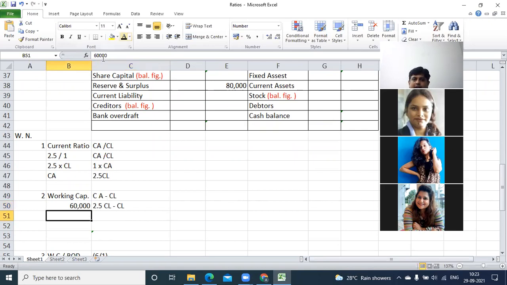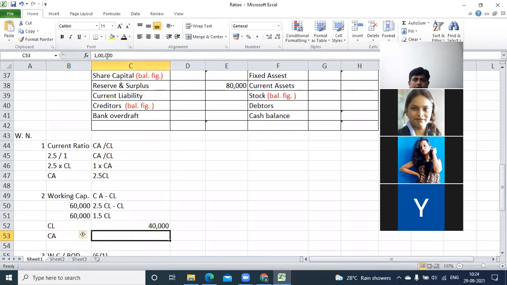So can we write 60,000 is equal to 1.5 current liability? Yes, sir. Then can we write current liability is equal to 40,000? डिवाइड हो जाएगा. Yes or no? Yes, sir. 40,000. If the current liability is 40,000, then current asset is equal to what? 2.5 current liability, 1 lakh. You समझा? That is why working capital you got 60,000: 1 lakh minus 40,000.